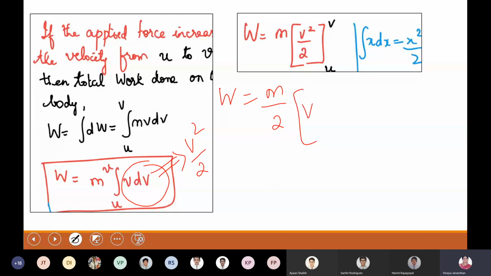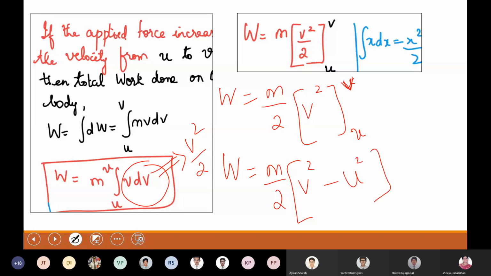Now, v squared. Now, let me apply the limit. So, v takes the upper limit. This is upper limit. So, v becomes v itself. V squared minus, it takes the lower limit. U squared. Correct? Ma'am, how did it become u square? No, we are substituting the upper limit first.